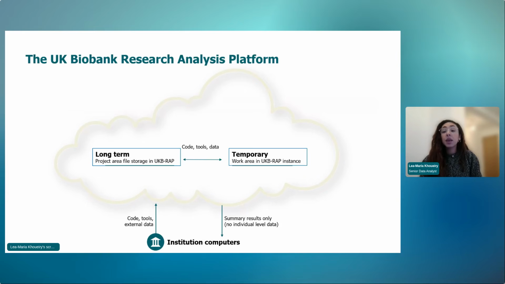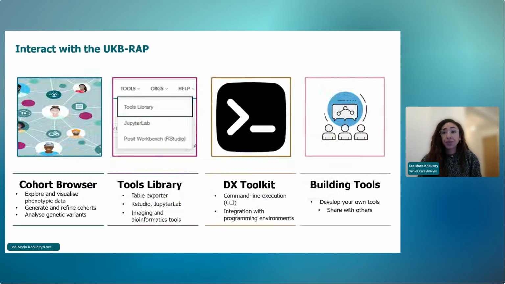The UKB-RAP is a cloud-based platform. This means that UK Biobank data and analysis take place within the cloud, which is accessed from your institution and your local computer. Data is stored on the cloud, and analysis is done in a temporary instance on the cloud. There are various ways in which you can interact with the UKB-RAP, and this includes the cohort browsers, that allow you to explore and visualize the phenotypic data.